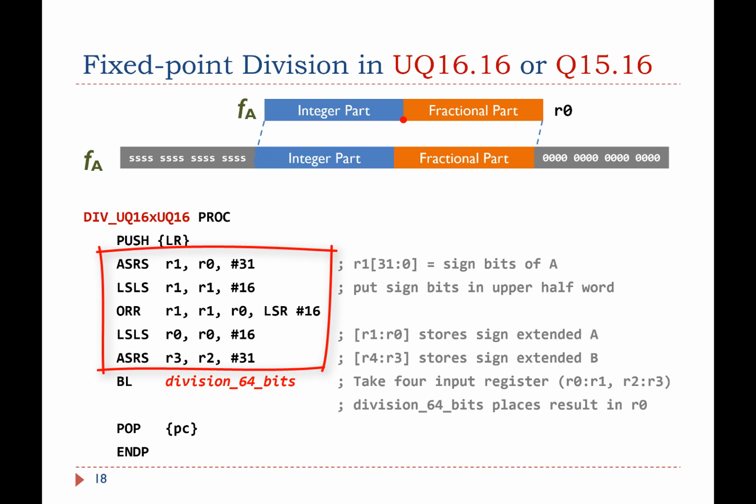These assembly instructions extend both IA and IB into 64-bit signed integers. In addition, it also shifts IA left by 16 bits. Because we don't have an assembly instruction that does 64-bit division, we need to use a software library function to divide two 64-bit integers. The library implementation is not presented here.